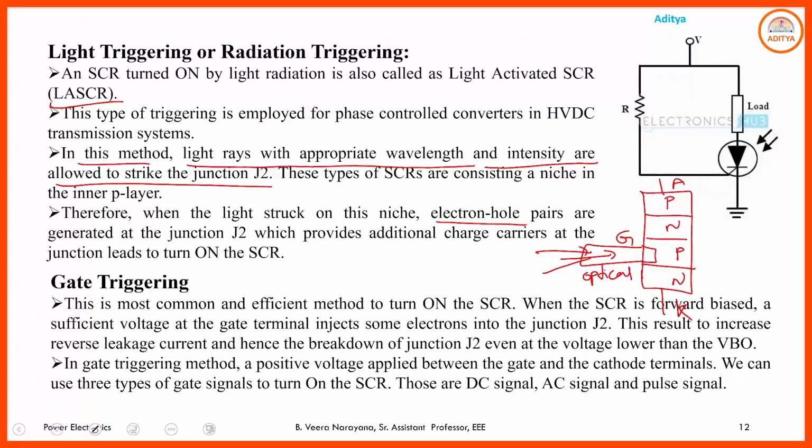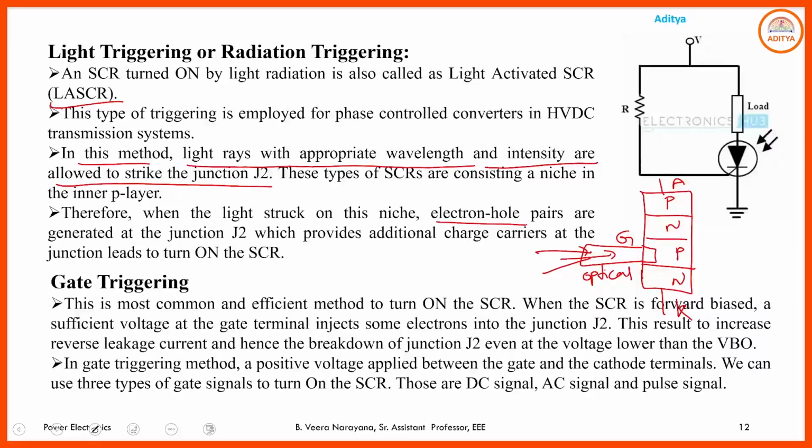In this light triggering method, light rays with appropriate wavelength and intensity strike the junction J2. Whenever the light rays fall on the junction J2, electron-hole pairs are injected inside the junction, which may lead to the turn on of the SCR. Otherwise, in radiation triggering, the SCR can be bombarded with energetic particles like photons and neutrons. Due to that, additional electron-hole pairs are injected into the junction J2, and it may come to the on state of the SCR.